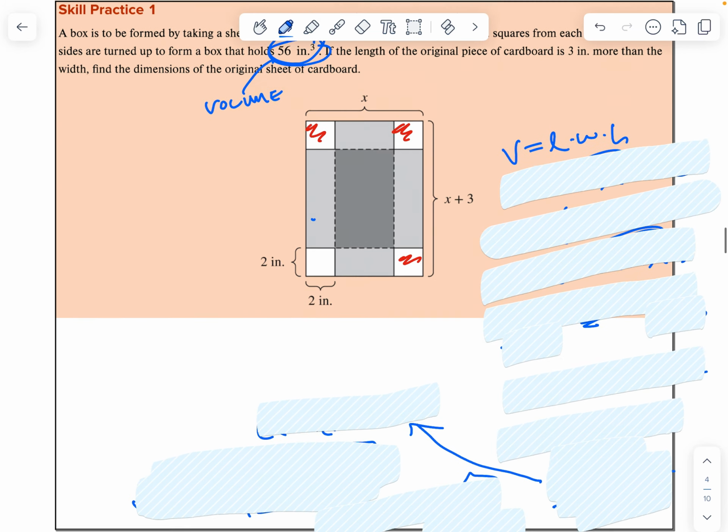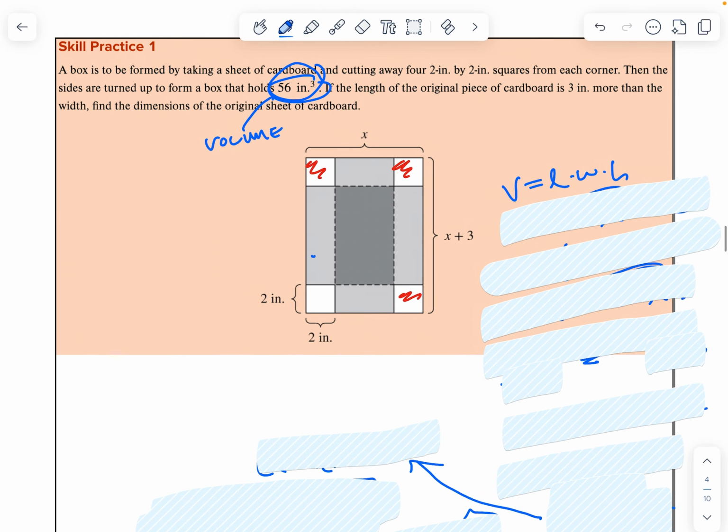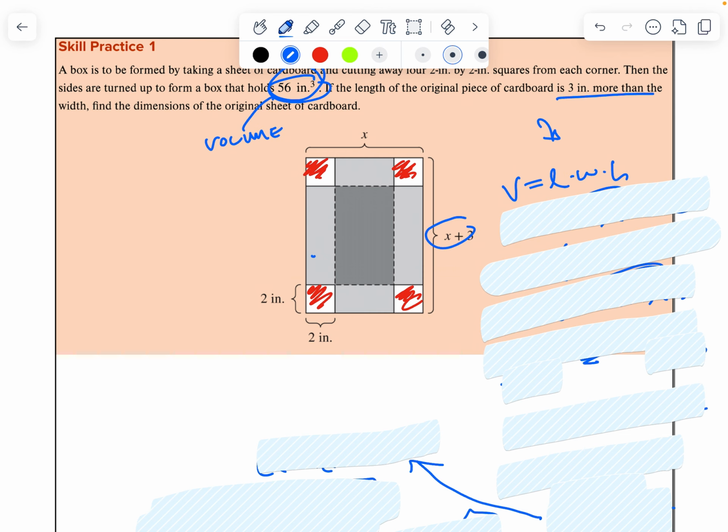Sometimes it gives you the picture with the problem, sometimes it does not. A box is going to be formed by taking a sheet of cardboard and cutting away 2 by 2 inch squares. So here you see I've marked out, they're cutting out this square, cutting out this square. They're cutting out every single corner square here. They want to form a box in the end that holds 56 inches cubed. Cubic, that means volume. Again, I have volume equals length times width times height because we're dealing with a rectangular prism. The length of the original piece of cardboard is 3 inches more than the width. That's where they got the x plus 3 and the x.